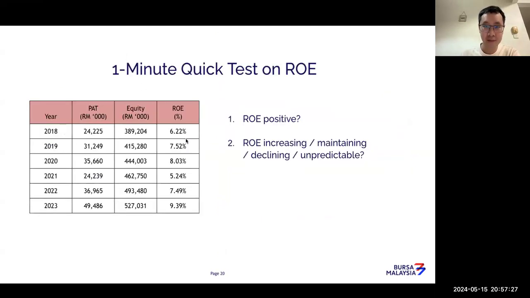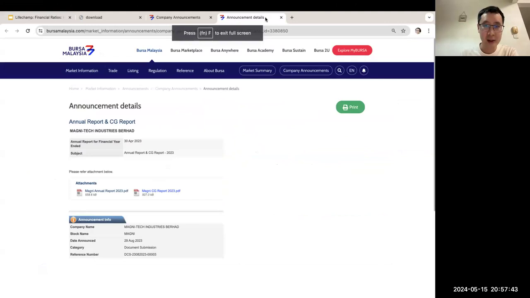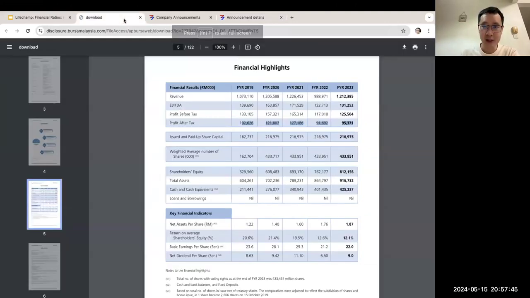Okay. So now we are going to do the 1 minute quick test. It's actually quite simple. All we need to do now is to tabulate these figures and calculate the return on equity. So back to this example, this is actually for Magni. Now I'm just going to pick another company just for fun. Let's see what I can get.